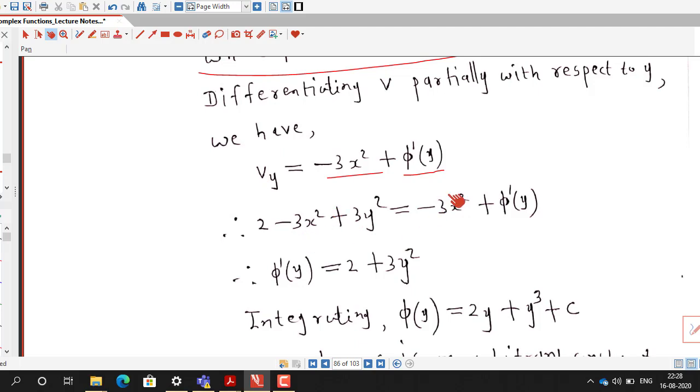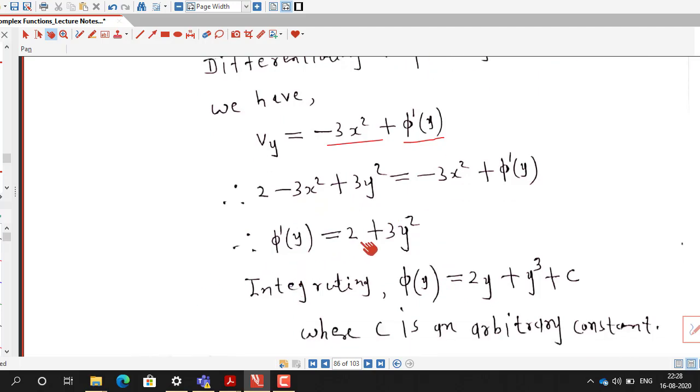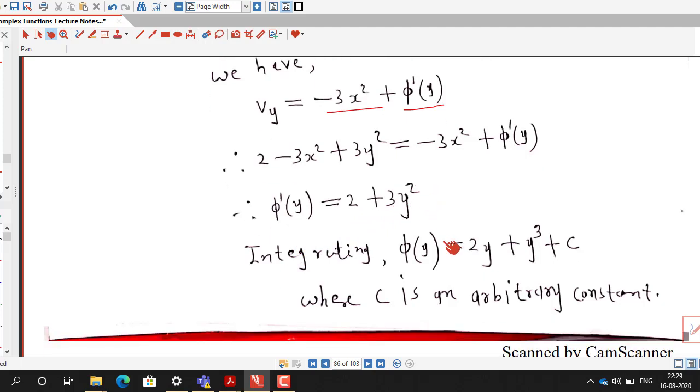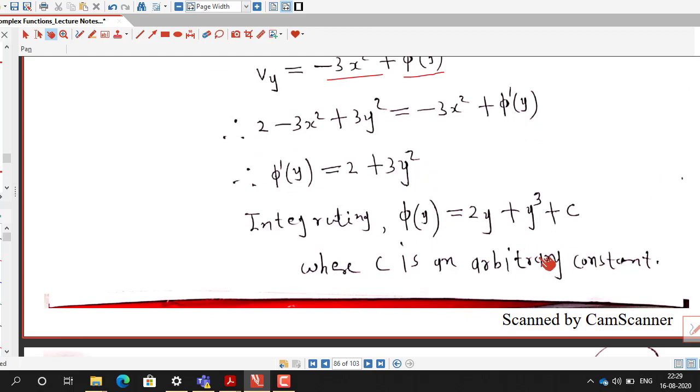Now we can see this minus 3x square will cancel out. If we take minus 3x square on this side, it is going to be 0. So phi dash y is nothing but 2 plus 3y square. So phi of y is function of y, therefore phi dash y we obtain as a function of y. Now if I want to find out phi of y from this, I will integrate with respect to y. So integration is phi of y equal to 2y plus 3 into y cube by 3. 3 will cancel out, and c is arbitrary constant.